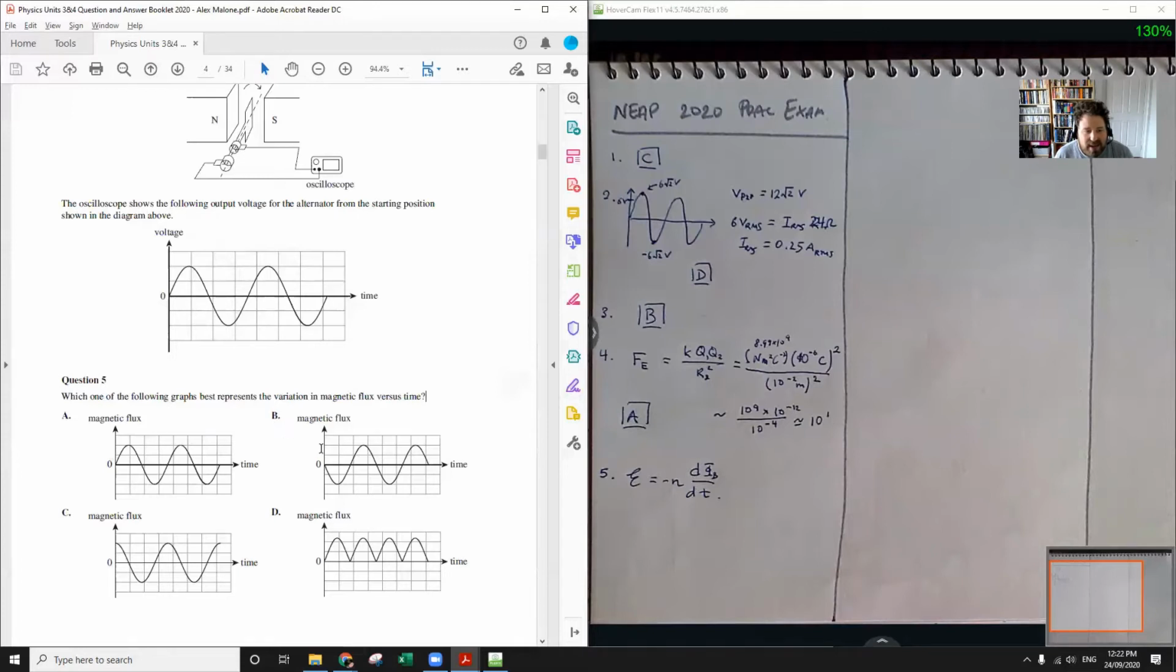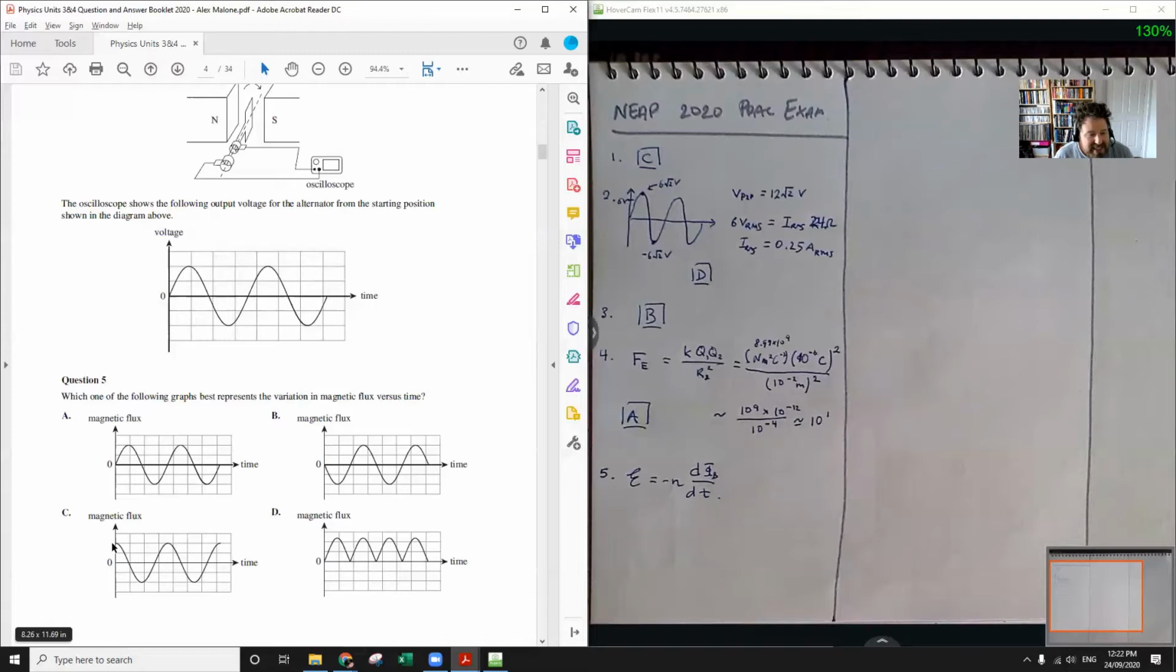So A is gone. B says the same thing. B says there should be a 0 gradient at this first time marking, and we don't. We have a positive. We should have 0 volts. The gradient is 0, so the voltage should be 0. We don't. So A and B are out.